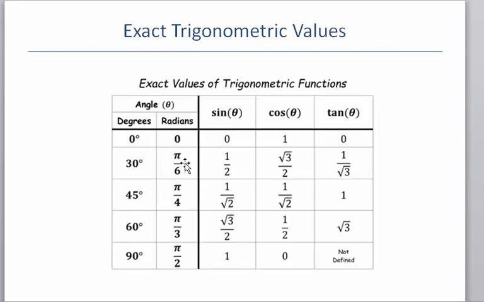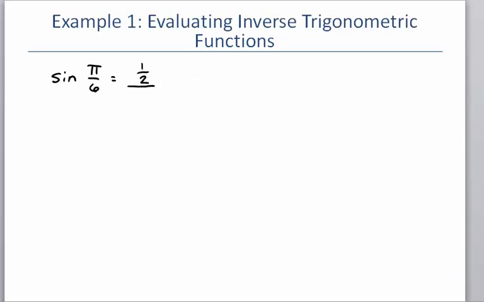Okay, here's your pi over 6 angle. We're looking at the sine value, so we're at 1/2. So what I want you to keep in mind here is that a typical trig problem has 3 parts. Okay, we have the function. We have the angle. And we have the value.